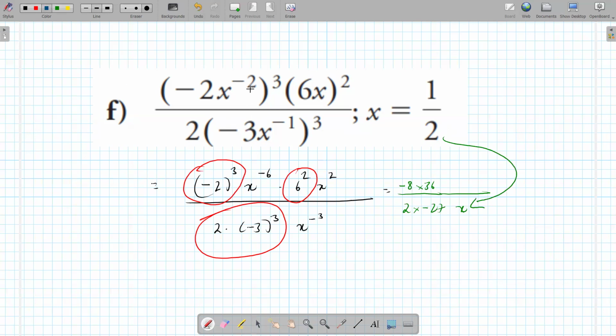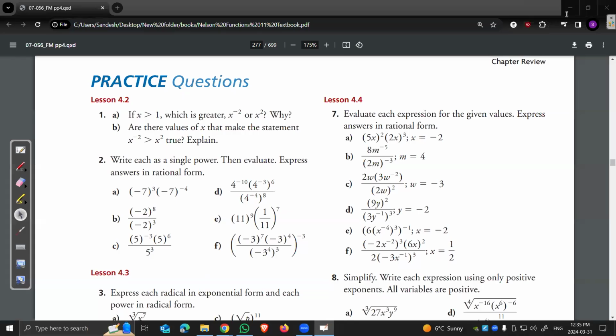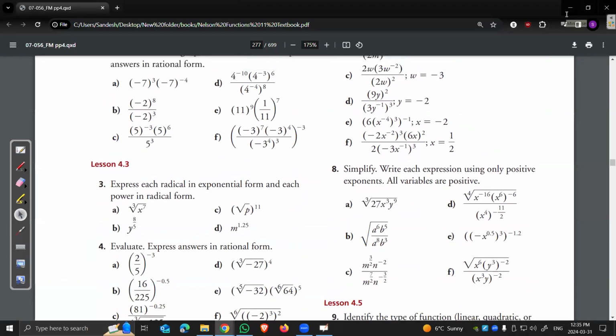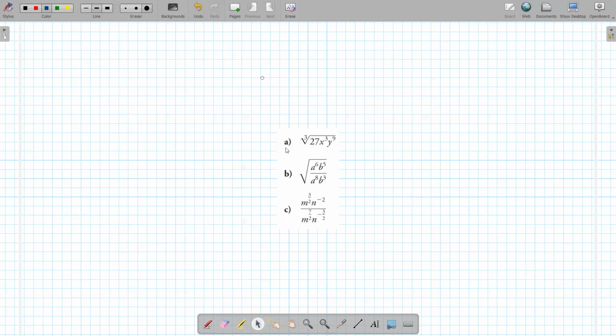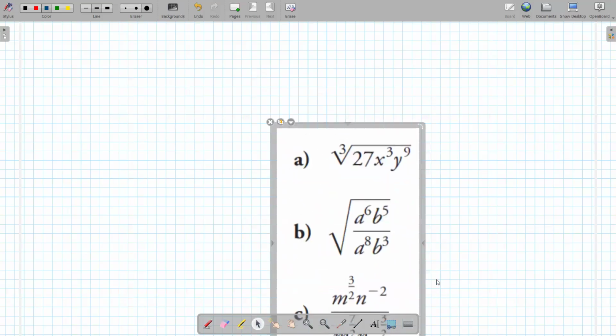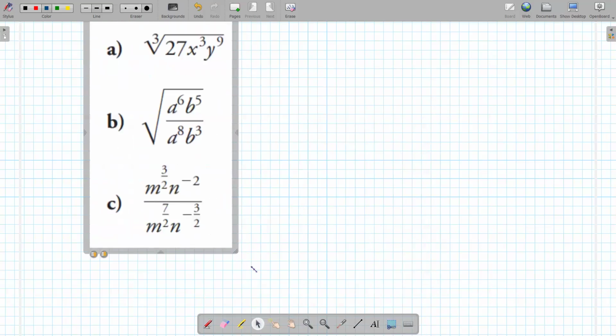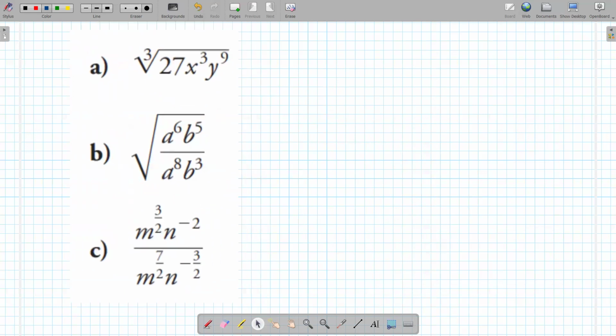So again, all I did was I opened the brackets in order, remembering that the exponent is going to apply to everything within that bracket. What's the answer to A? It's a one-step final answer type of question. What's the answer to A?